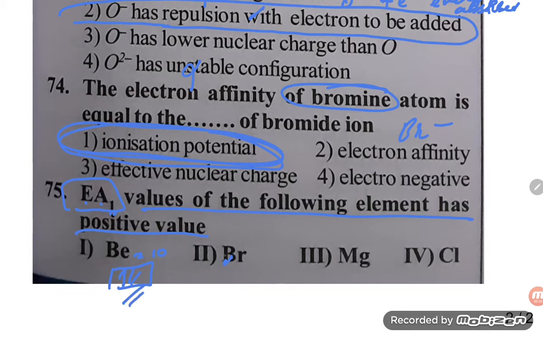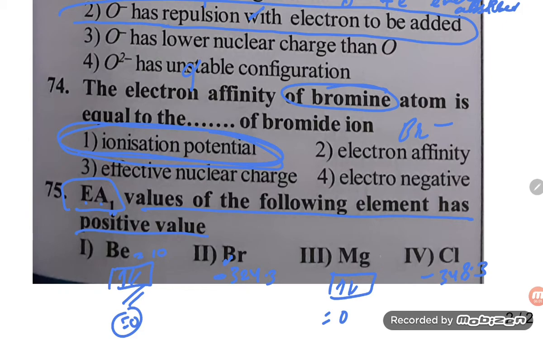Beryllium is 0, and bromine is the negative value, student. So bromine is minus 324.3. It is not positive because it is negative. Magnesium is also 0 because magnesium is also stable, so it is 0. Okay, student. And chlorine is minus 348.3.